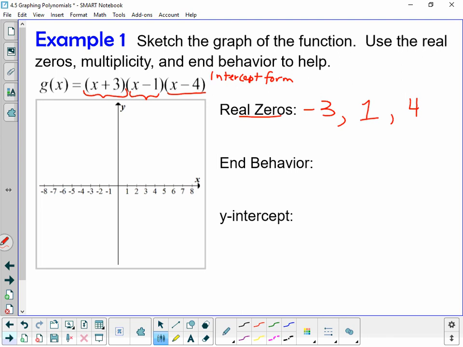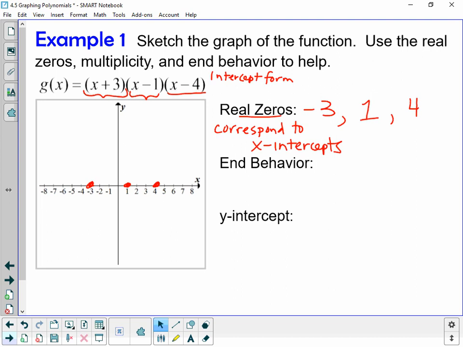So remember, those real zeros correspond to the x-intercepts. So we can mark those on the graph. Here are x-intercepts at negative 3, at positive 1, and at positive 4. We know our function goes through those 3 points. So we can think about the end behavior.